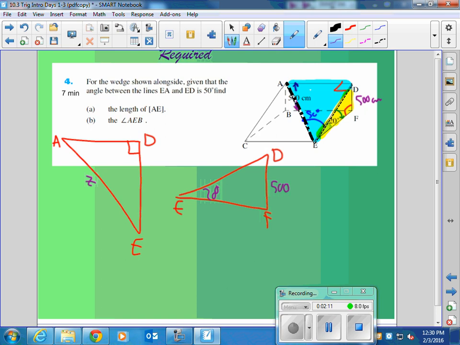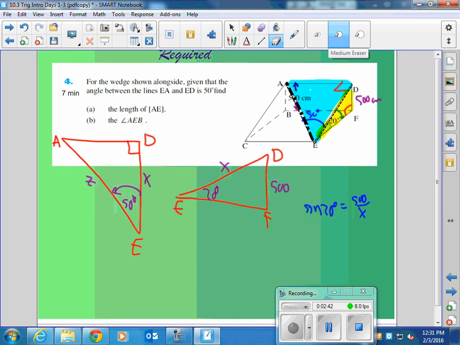Wouldn't it be great if we knew this X? That'd be great. And then this angle's 50. So with that said, the first step I would take is I would find ED. Let's just do the sine of 20 is 500 over X. Okay, so X is 500 over the sine of 20.